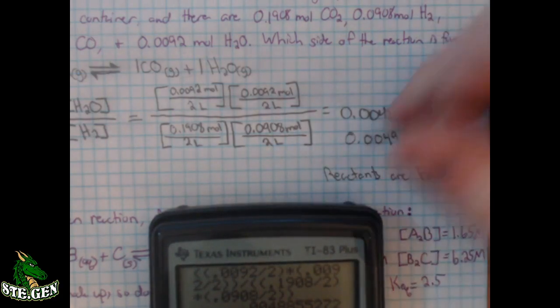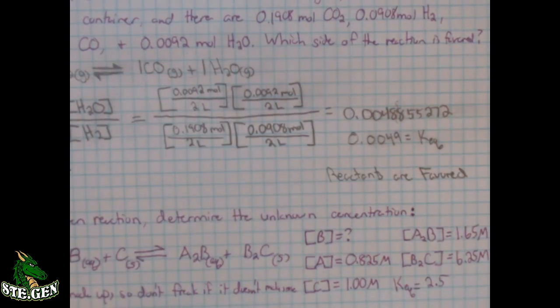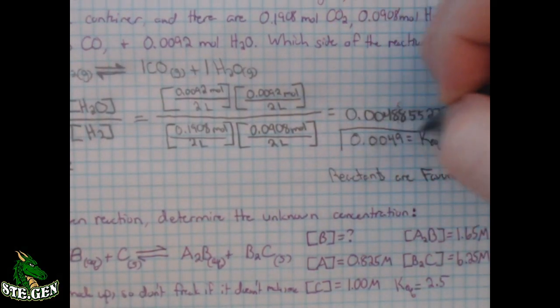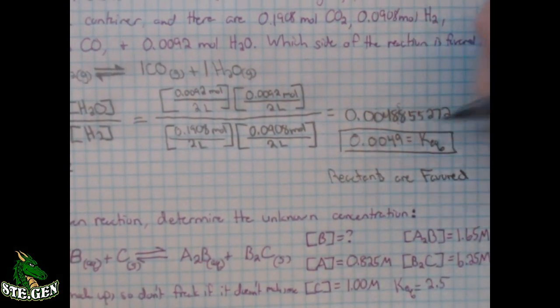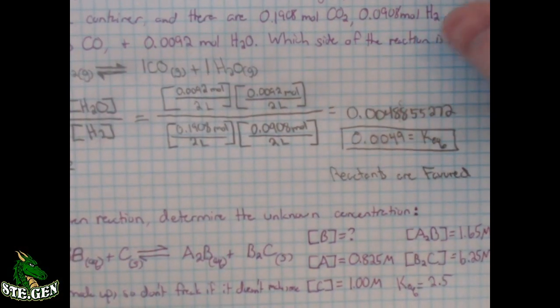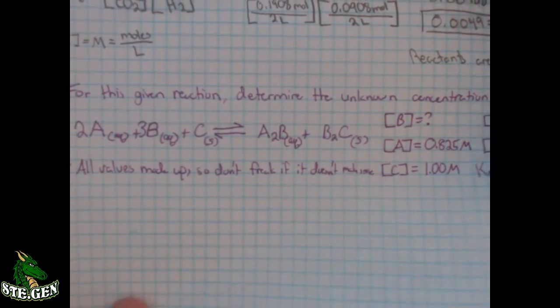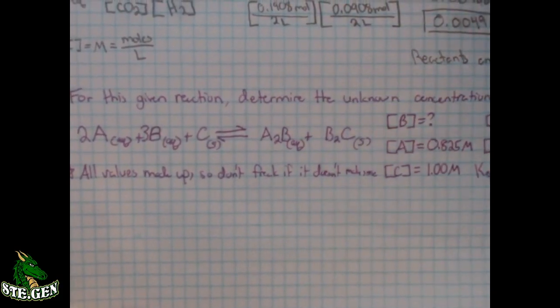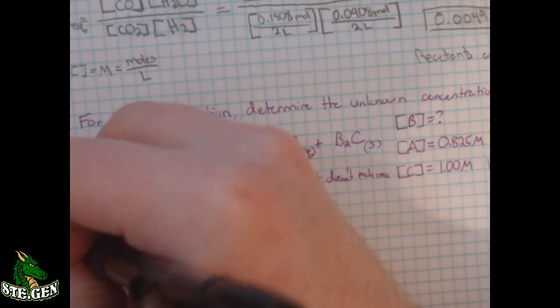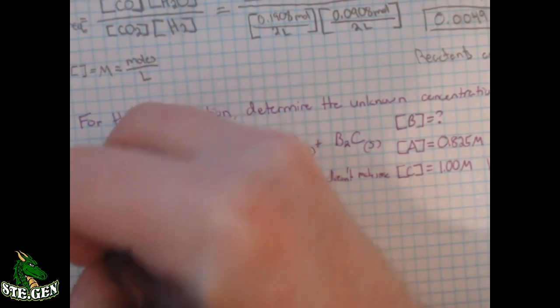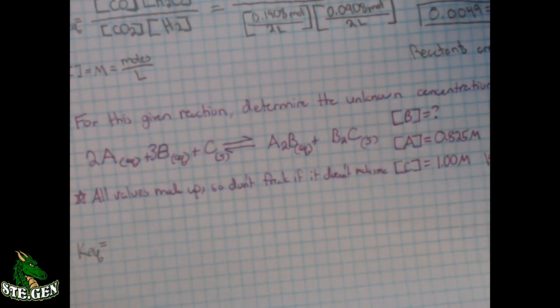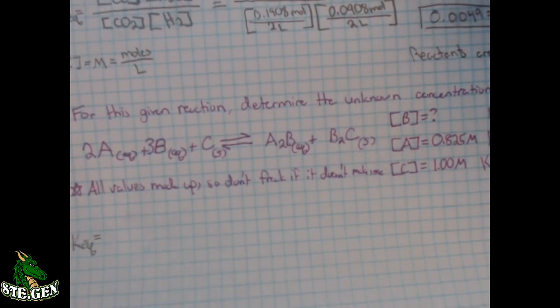It's pretty cool. Okay, so our answer for this one is our KEQ is 0.0049, and our reactants are favored. Okay, going to our second example. For this given reaction to determine the unknown concentration, we have our reaction. Let's go ahead and write our KEQ expression. And again, remember as we go through this that this is all completely made up, so if something just doesn't seem to make sense, there's a good chance that it's just because it doesn't make sense.